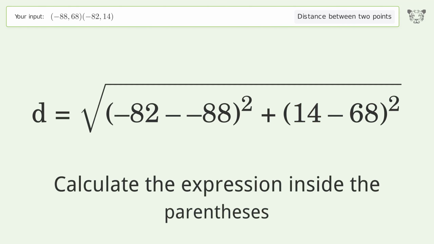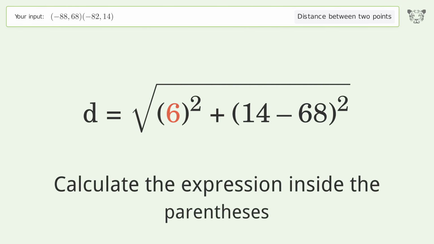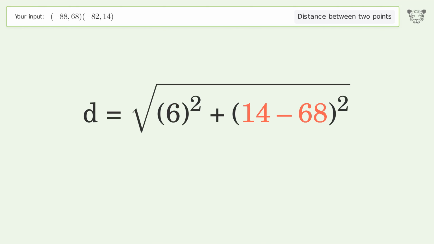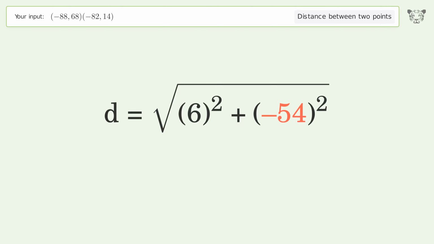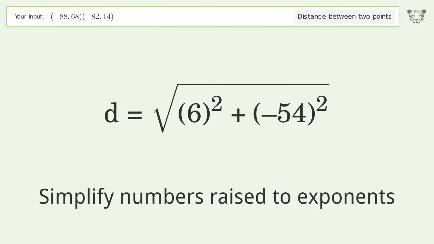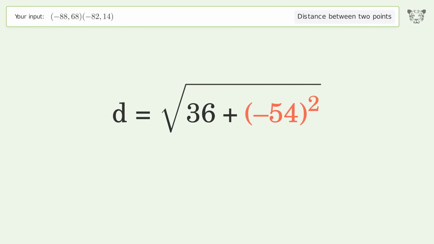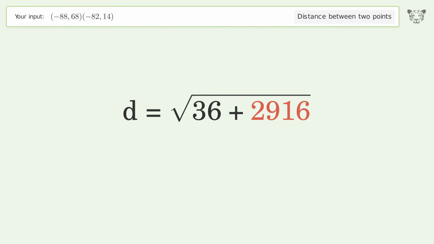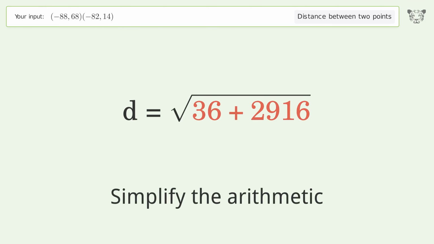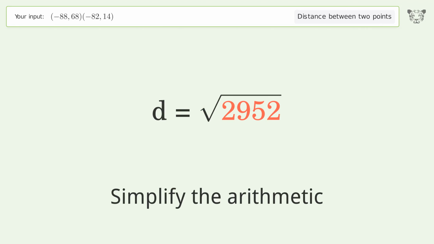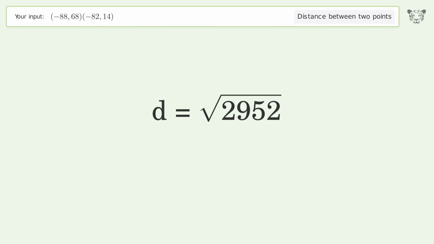Calculate the expression inside the parentheses. Simplify numbers raised to exponents. Simplify the arithmetic. And so the distance between the 2 points is the square root of 2,952, or 54.332.